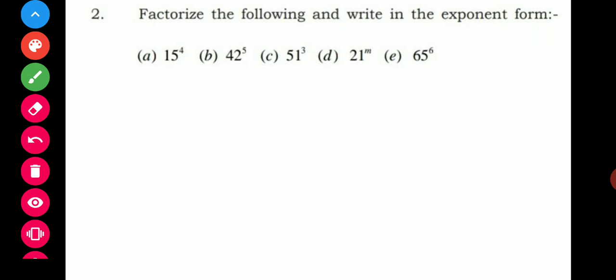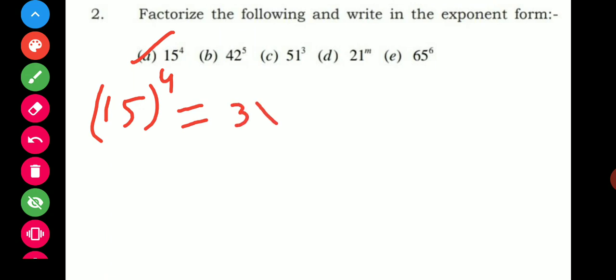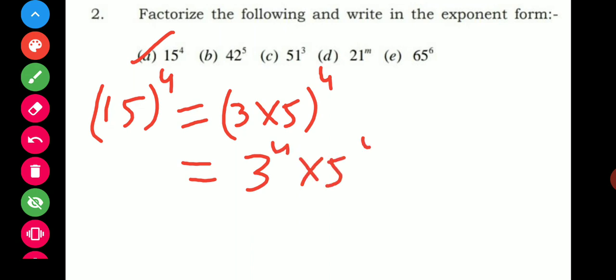First of all I want to start your first A part, that is 15 to the power 4. So you can write 15 to the power 4. How can we do this? As you know, 3 fives are 15, so 3 into 5, the whole power is 4. And now separate the powers. So 3 to the power 4 into 5 to the power 4. That is your answer. It's your first part.